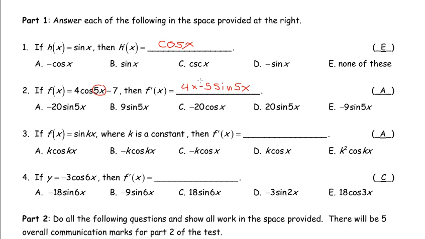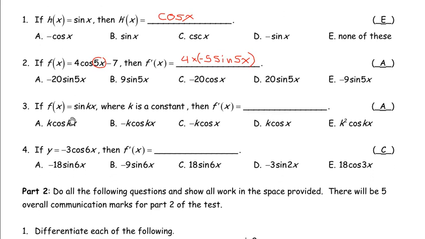Now this is all multiplied, so probably best to put a set of brackets around this. And of course, negative 7 is a constant, so its derivative is 0. So in the beginning here we have 4 times negative 5, so that would be negative 20. And then sine 5x. So that's why A is the correct answer.